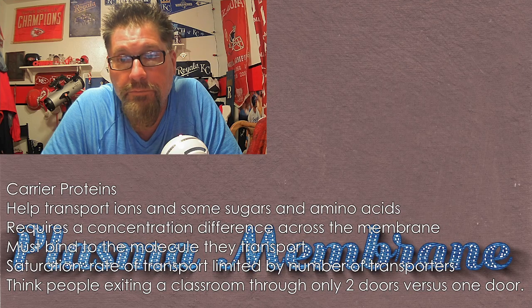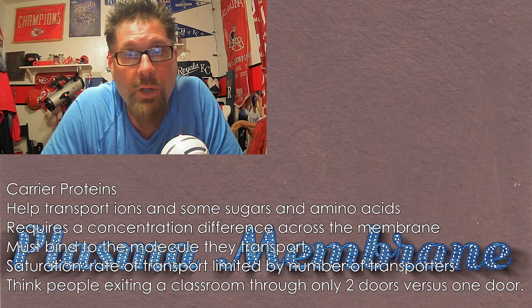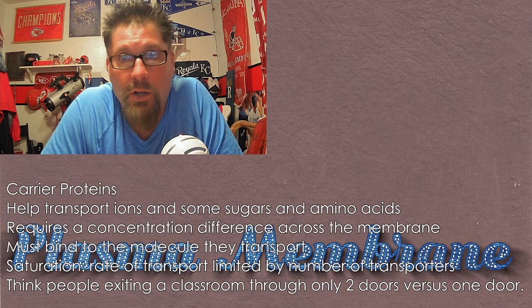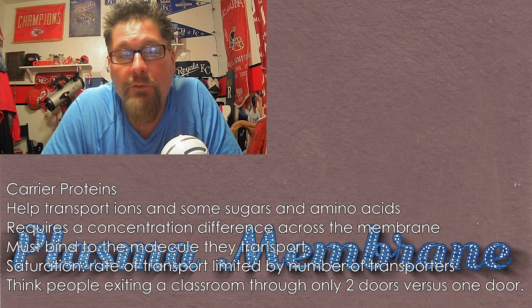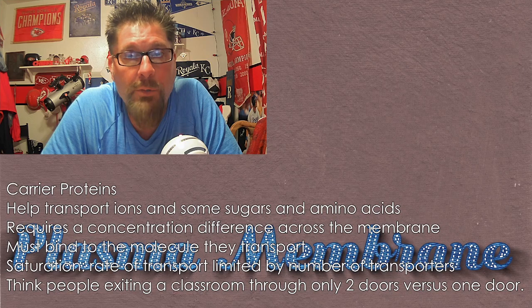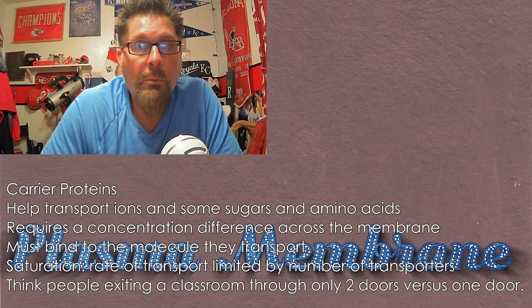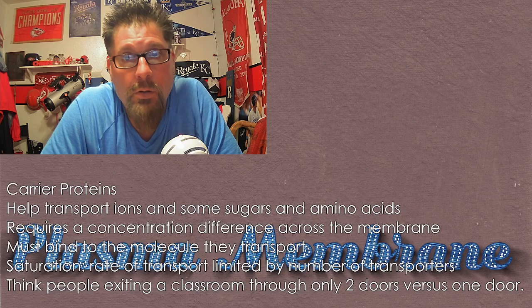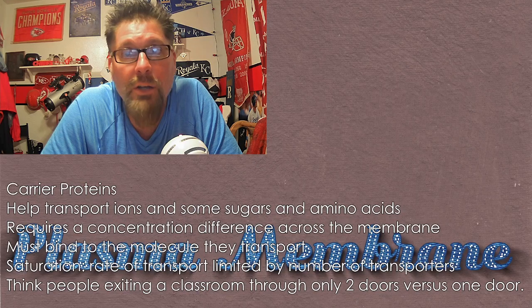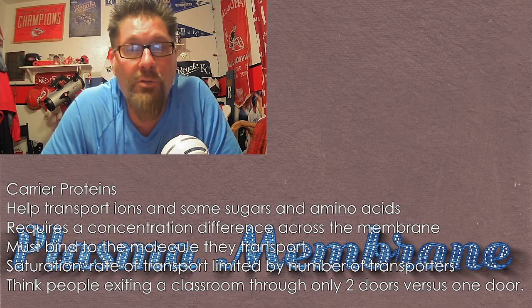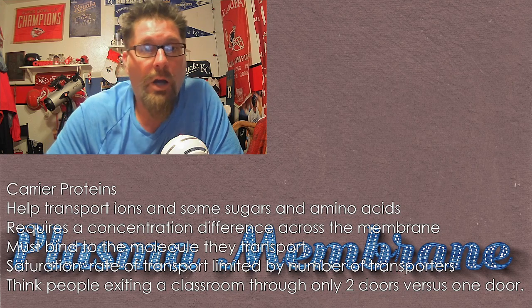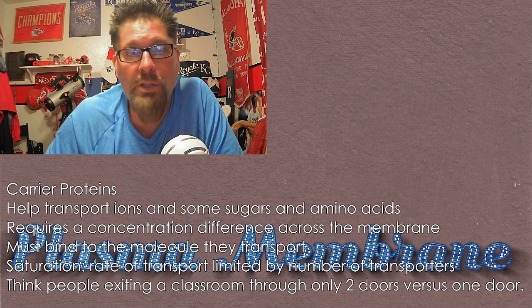And then the idea of saturation, whether the rate of transport would be quicker or slower. The example there is, think about if I've got one door into a room and a bunch of people trying to get in, then it's just single file moving across. But if I open up a second door, a second carrier protein, then that's going to get things through in a much quicker manner. And on our next screen, we're going to see an example of a carrier protein.